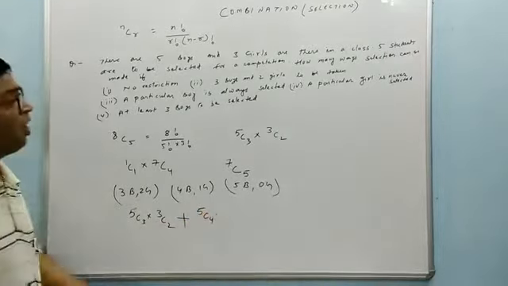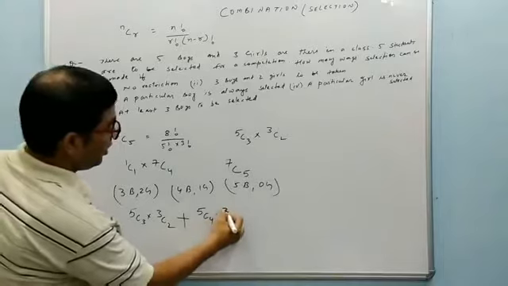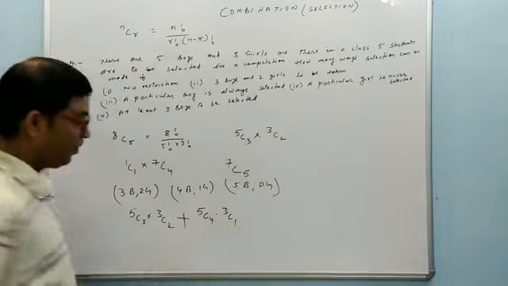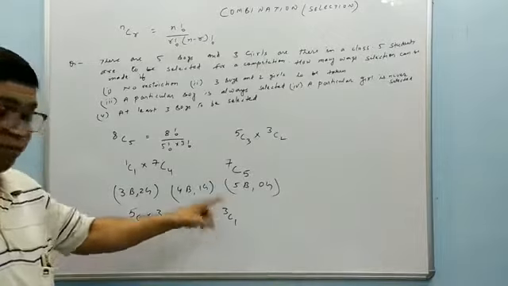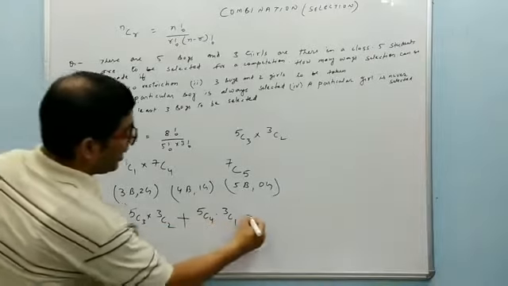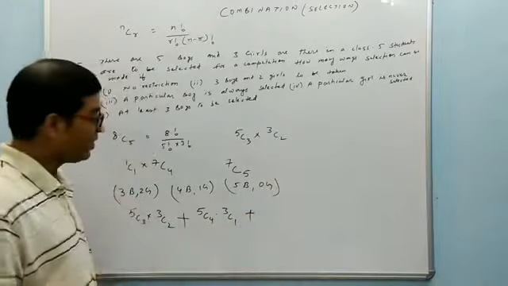5C4 into how many girls? 3 girls. So 3C1. See, again 5 students have been selected. So the work is complete. Again I am doing the same work in another fashion.